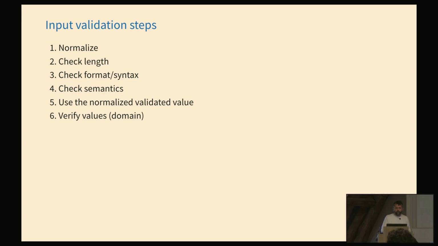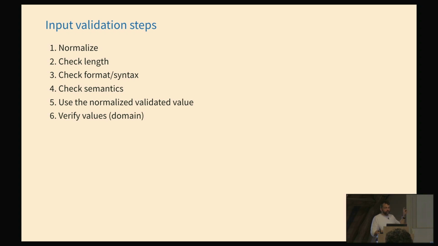So kind of wrapping this up, we want to normalize. Then we want to check the length first. And the reason why we check the length first is some attacks rely on lengthy data. So if we can already first say, is this the expected length, then we can avoid some of those attacks. This could be something like, for instance, a regular expression denial of service. That's harder to do if we already set a small length for the data. Then we check the format and syntax, and then eventually the semantics. And then we use the normalized validated value.